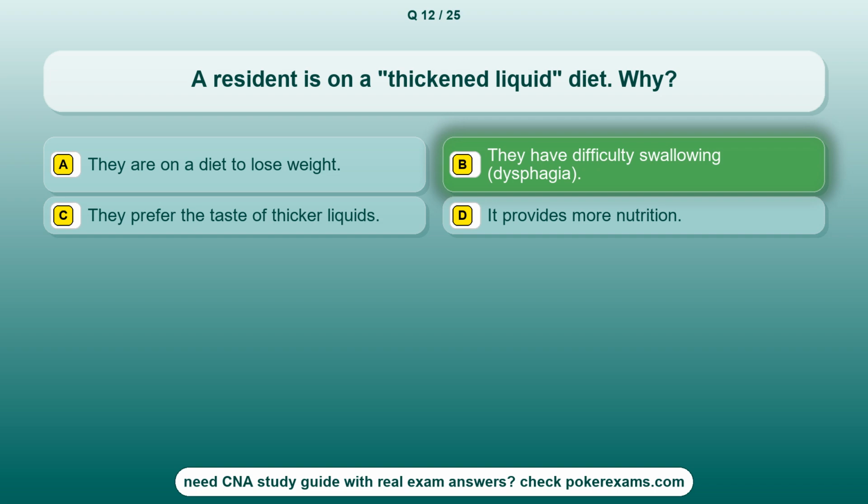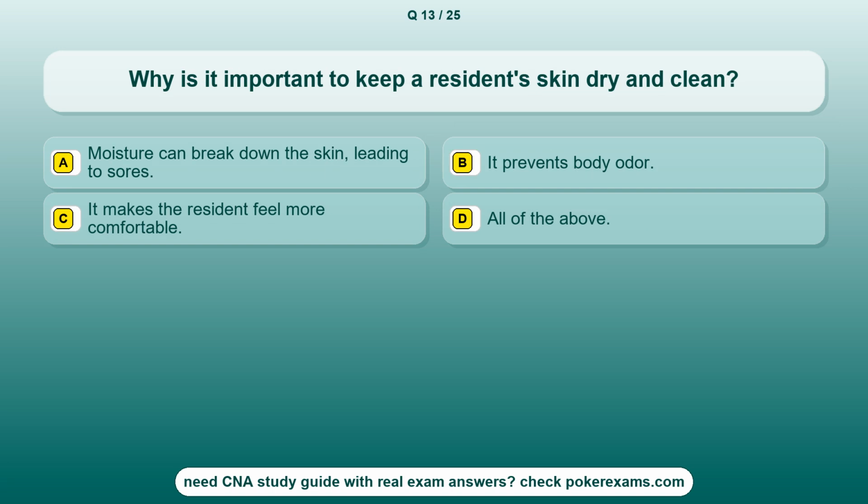The correct answer is option B, they have difficulty swallowing, dysphagia. Question 13. Why is it important to keep a resident's skin dry and clean? Option A, moisture can break down the skin, leading to sores. Option B, it prevents body odor. Option C. It makes the resident feel more comfortable. Option D. All of the above.